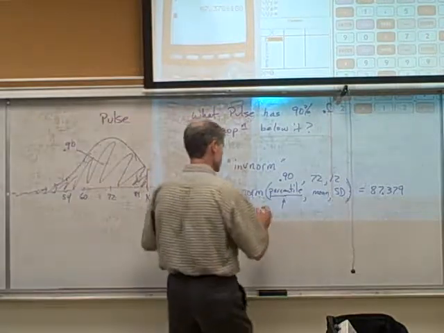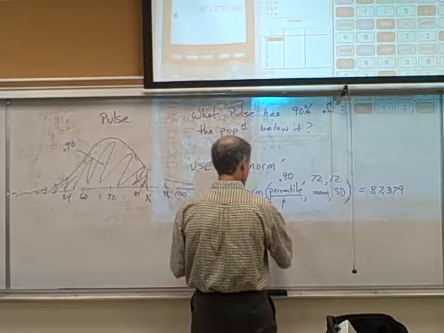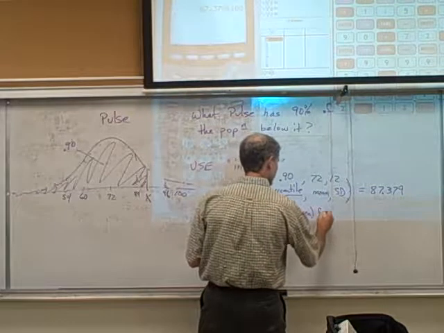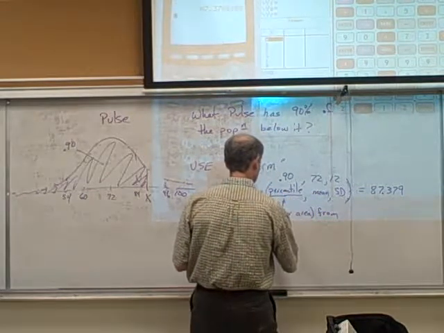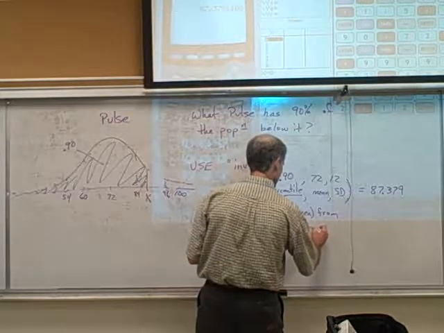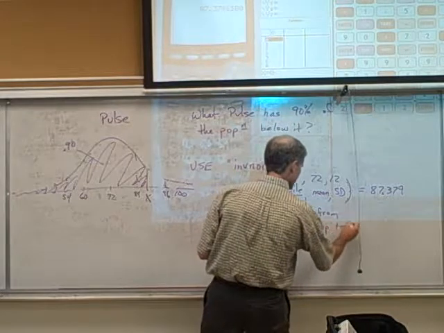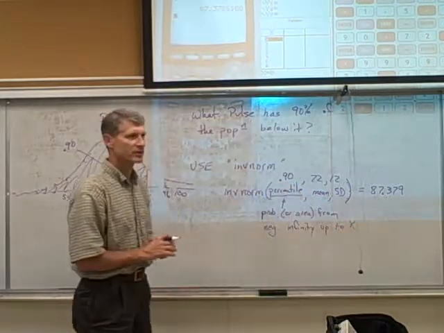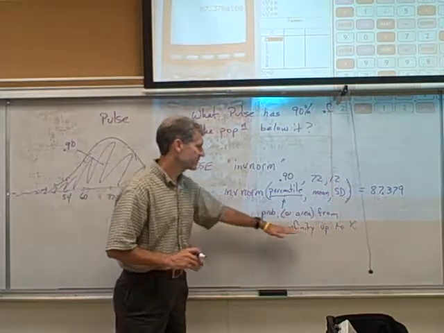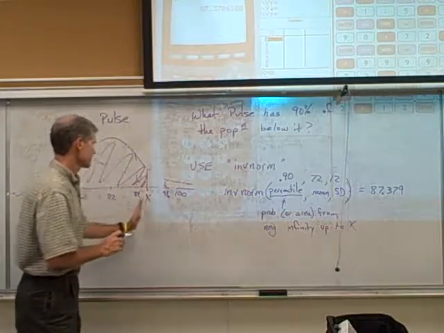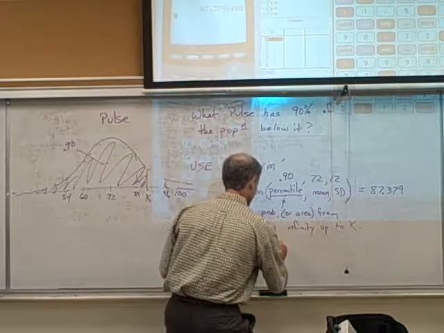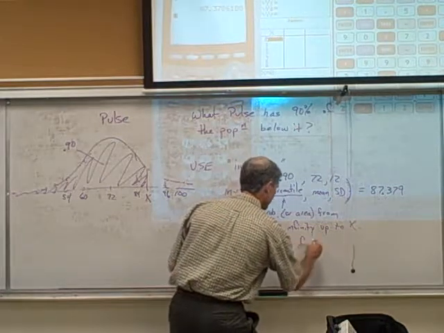This percentile is the probability or area from negative infinity up to x, where x is the number you're trying to solve for. So I want to stress that it's from negative infinity all the way up to x. It's on the left side of x. So I'll put that in parentheses, left of x.